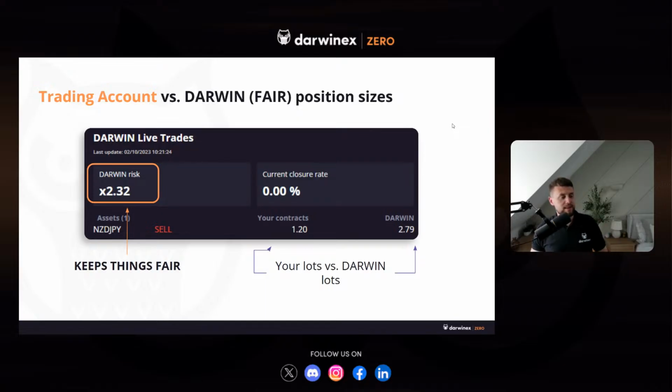And then underneath those two boxes, it shows you any of the trades that you're in. So you can see this trade is in a New Zealand yen sell or short trade. They've got 1.2 contracts or lots open, and the Darwin is in 2.79 lots because of the 2.32 risk multiplier.